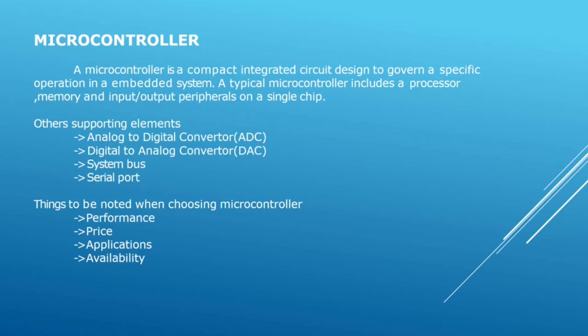So it is the heart of the micro embedded systems. A typical microcontroller includes a processor, memory, and input-output peripherals on a single chip. The other supporting elements can include analog to digital converter and digital to analog converter, system bus, serial port. When we have to buy the microcontroller, we have to choose these four things: performance wise, price wise, applications, and availability.